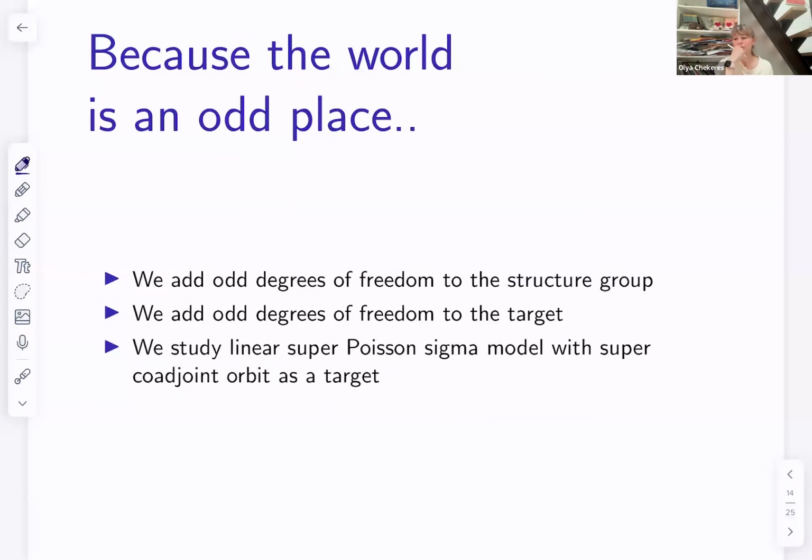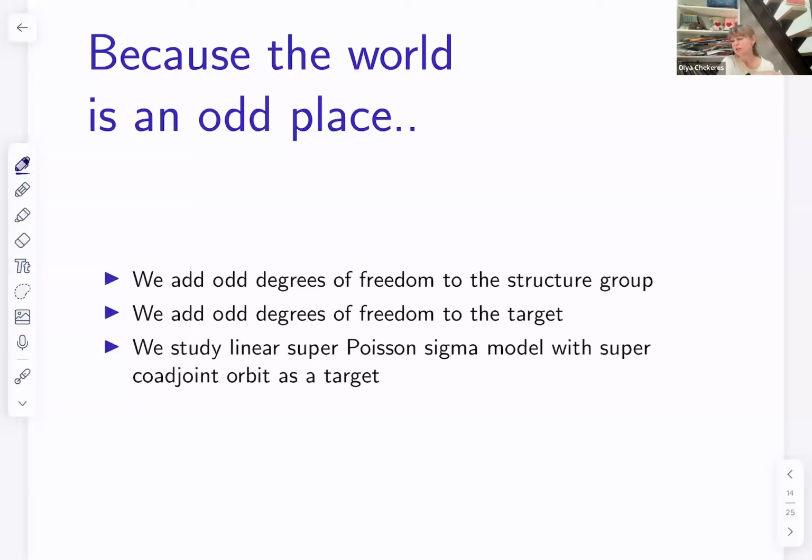Now, this is where the new story actually begins. We decided to go through certain generalizations. We thought that we could go in the direction of supersymmetrizing this, adding some odd degrees of freedom to the entire model. We could add odd degrees of freedom to the structure group, to the target, or to the source. And we started with adding odd degrees of freedom to the target.